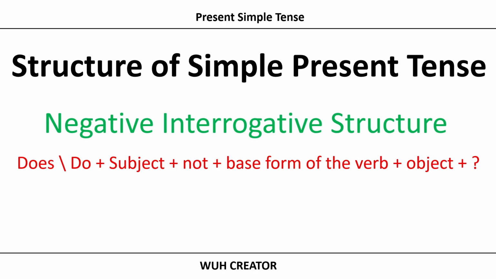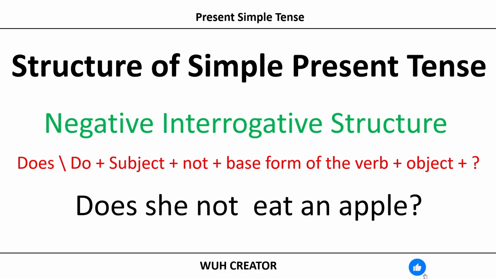The other example is, does she not eat an apple? The sentence does she not eat an apple again follows the structure of a negative interrogative sentence in the simple present tense. In this sentence, does is the auxiliary verb, meaning helping verb, used because the subject she is singular. The word she is the subject of the sentence, and since it is singular, we use does instead of do.